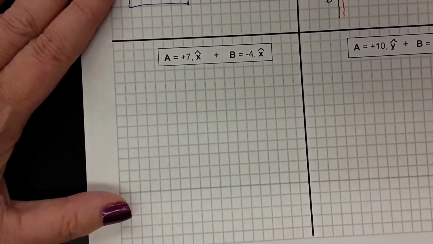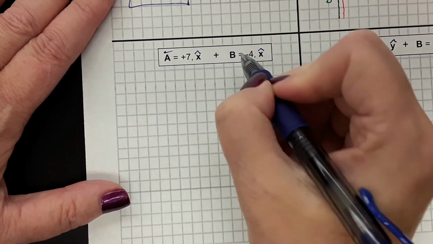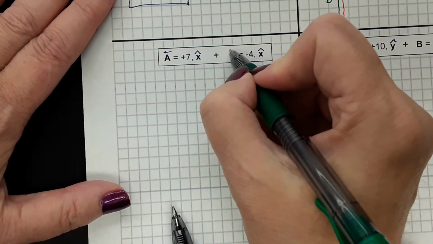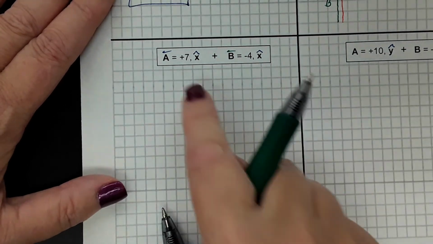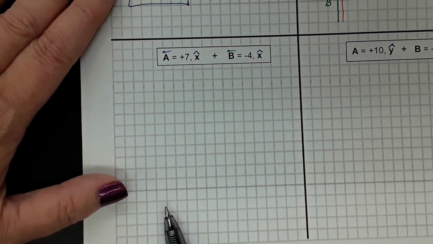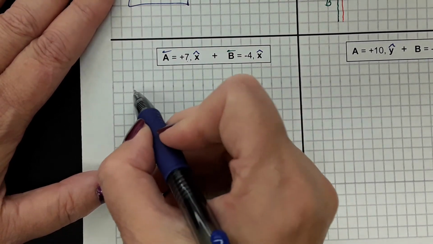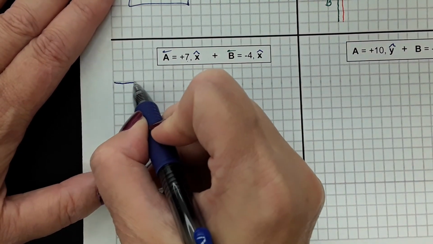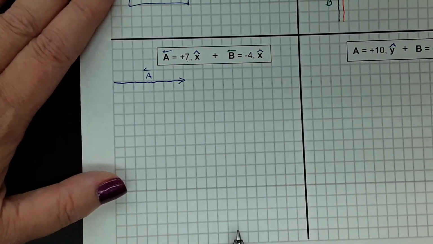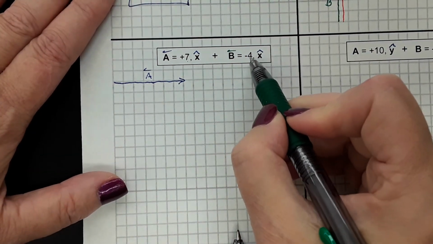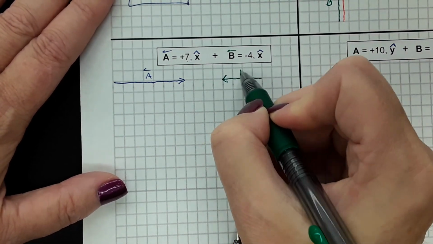Uh-oh, look at this. We've got vector A and vector B. Again, I'm still going to use blue for A and green for B. We're using the x-axis this time. So I've got, again, 7 units in the positive x direction. So 1, 2, 3, 4, 5, 6, 7. There it is. Now I've got 4 units in the negative x direction. It points like this now.